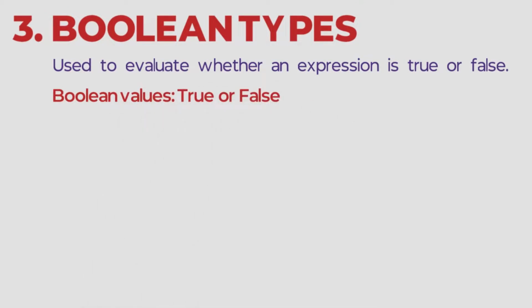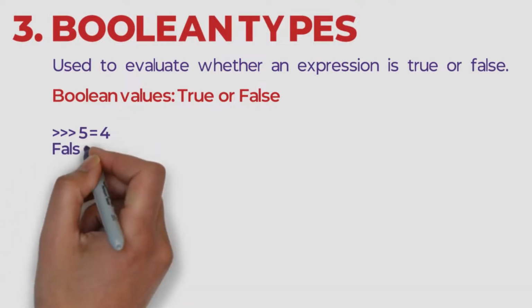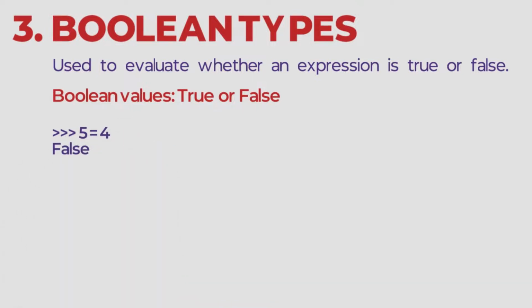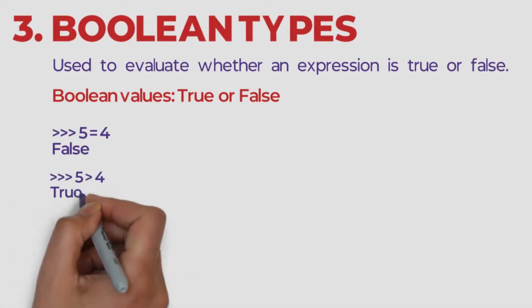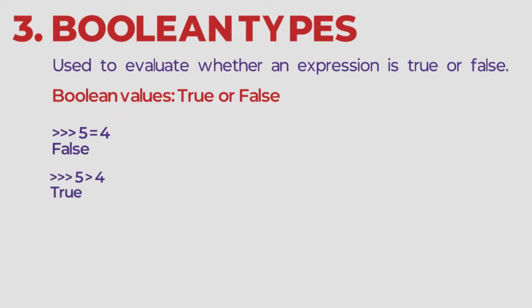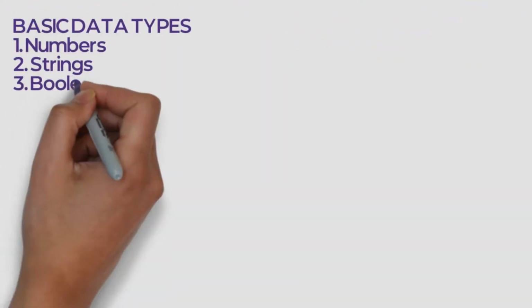For example, we all know that 5 is greater than 4. If when writing Python code, you write that 5 equals 4, then the Python interpreter will return a Boolean value which is false. Conversely, if you write that 5 is greater than 4, the interpreter returns an equivalent Boolean value which is true. These are the 3 basic data types in Python.